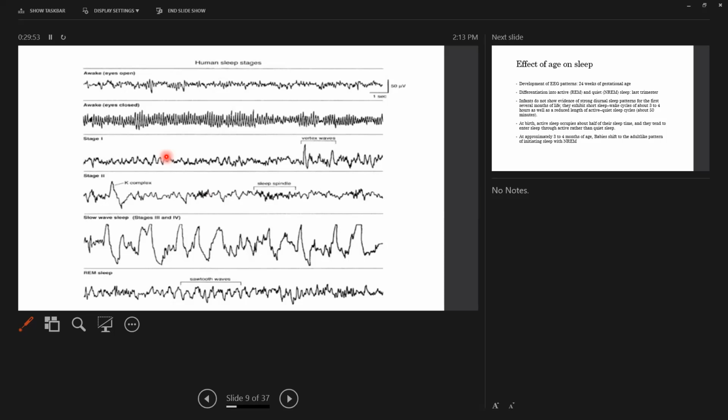Then you tend to go into NREM and then REM. Children can directly go into REM. Also, if you are sleep deprived, then you can directly go into REM.